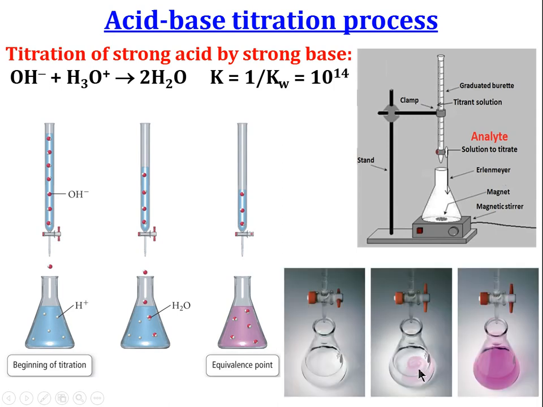In the lab, when we use phenolphthalein, in the acidic form it is colorless. When we add OH minus, the solution will turn purple. When phenolphthalein is in acidic medium, the solution is colorless. When the solution is basic, the color becomes purple and we can detect the equivalence point.